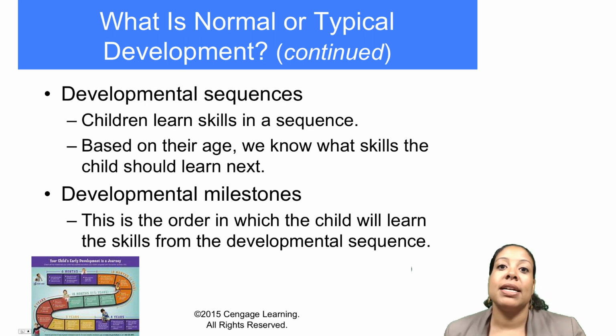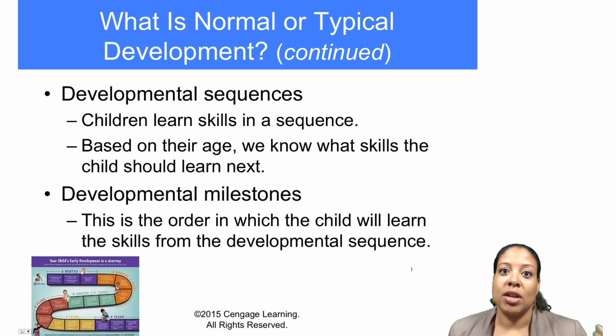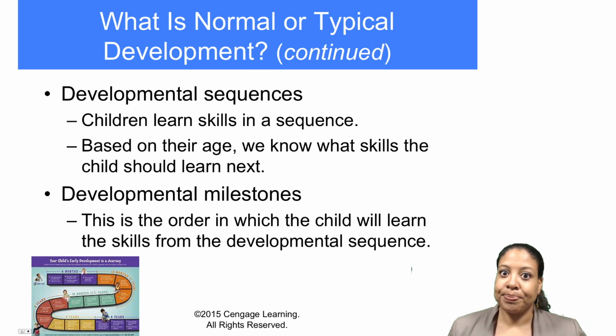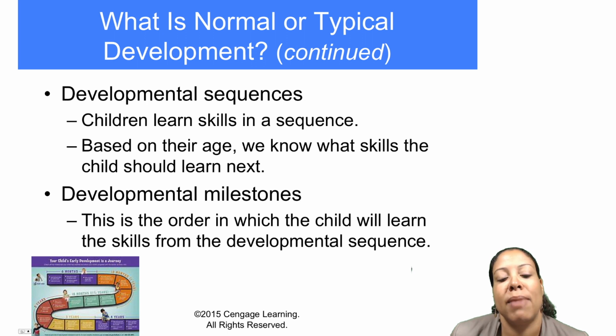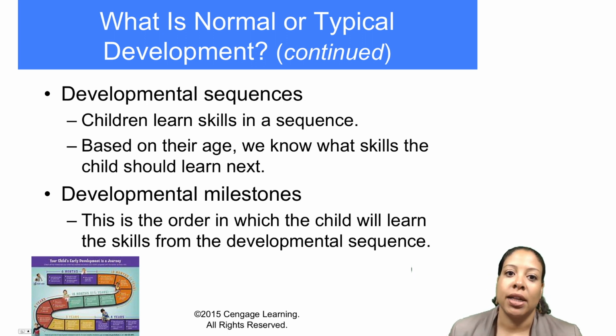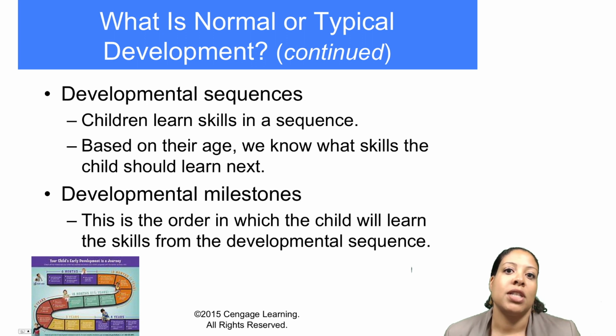So we have ideas of how children develop normally so that we can understand those milestones, and we know that it happens sequentially. Also, we have developmental milestones. This is the order in which the child will learn the skills from the developmental sequence.